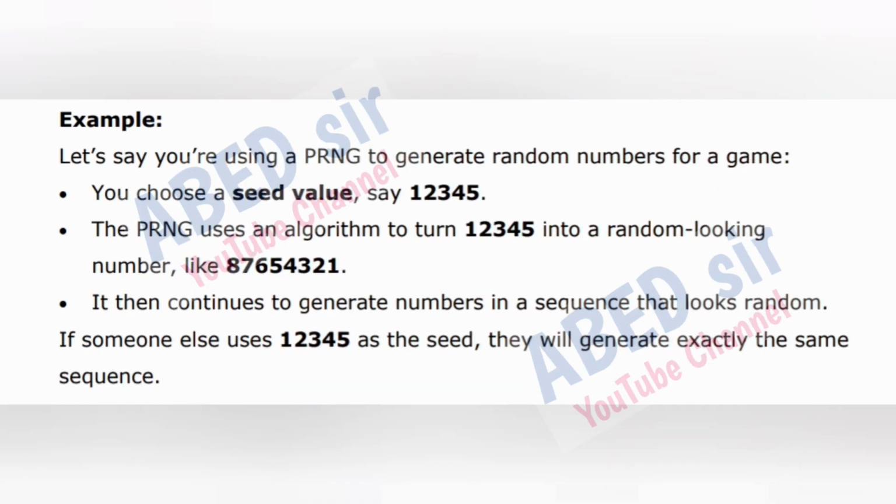Example. Let's say you are using a PRNG to generate random numbers for a game. You choose a seed value, say 1, 2, 3, 4, 5. The PRNG uses an algorithm to turn 1, 2, 3, 4, 5 into a random-looking number like 8, 7, 6, 5, 4, 3, 2, 1. It then continues to generate numbers in a sequence that looks random. If someone else uses 12,345 as the seed, they will generate exactly the same sequence.